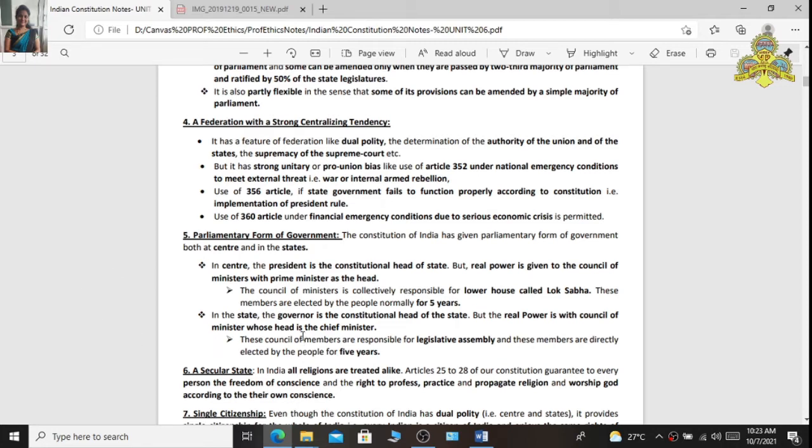In the state, governor is the constitutional head of the state, whereas the real powers are given to the councils of ministers whose head is the chief minister. The councils of ministers are responsible for legislative assembly or the Rajya Sabha, and this legislative assembly is elected by the people for 5 years.